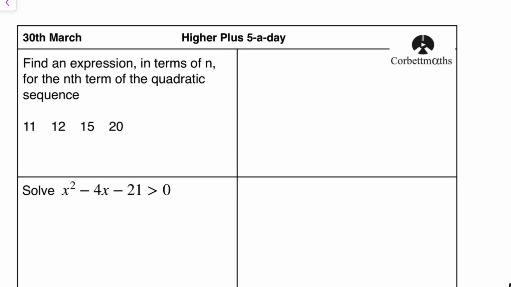Let's just go straight with the first question. Right, what do we have? Now, having said yesterday, we haven't seen one of these for a while. We've got another quadratic sequence. So my plan is, I'm going to start by working out this second difference.